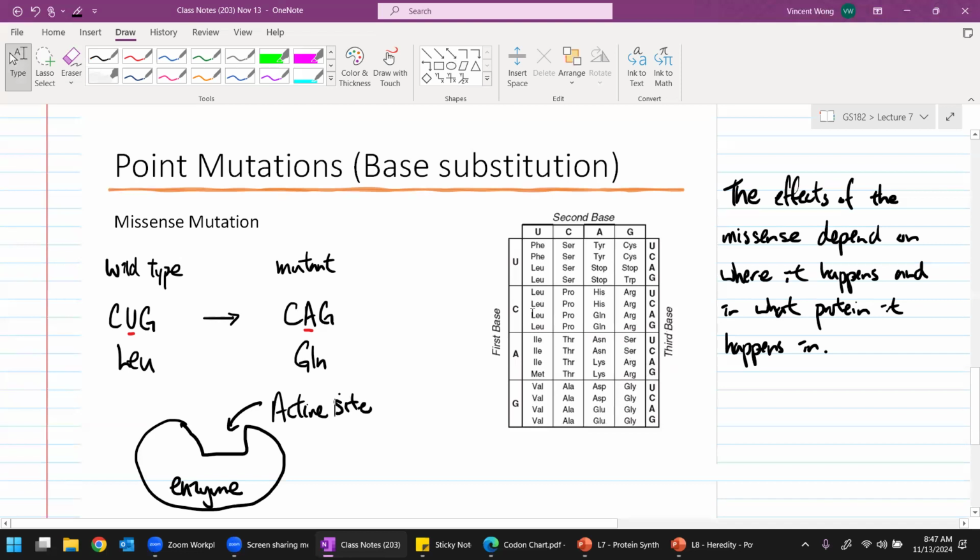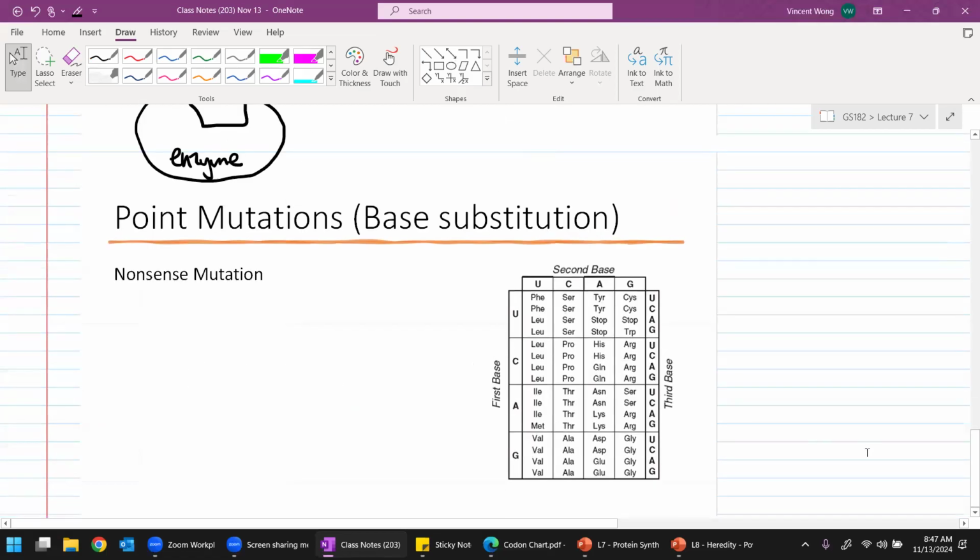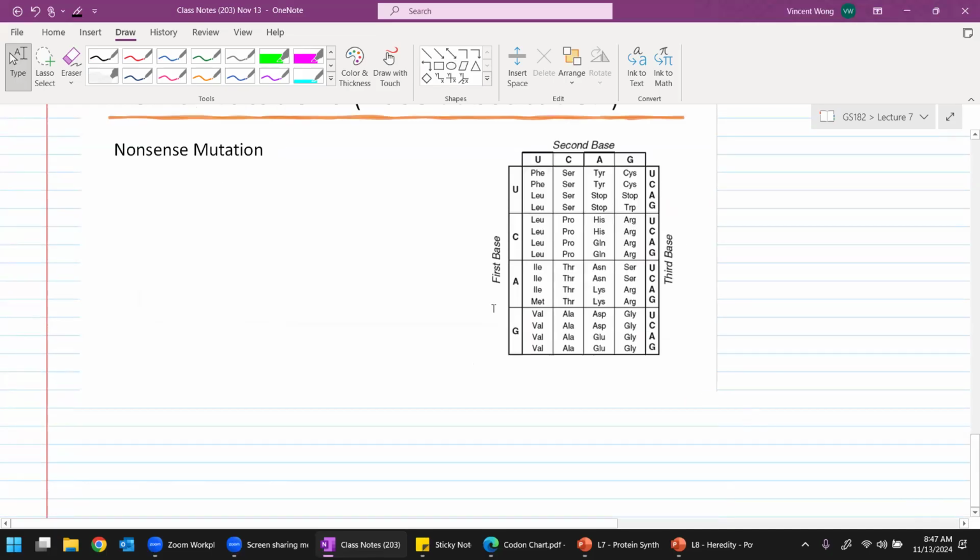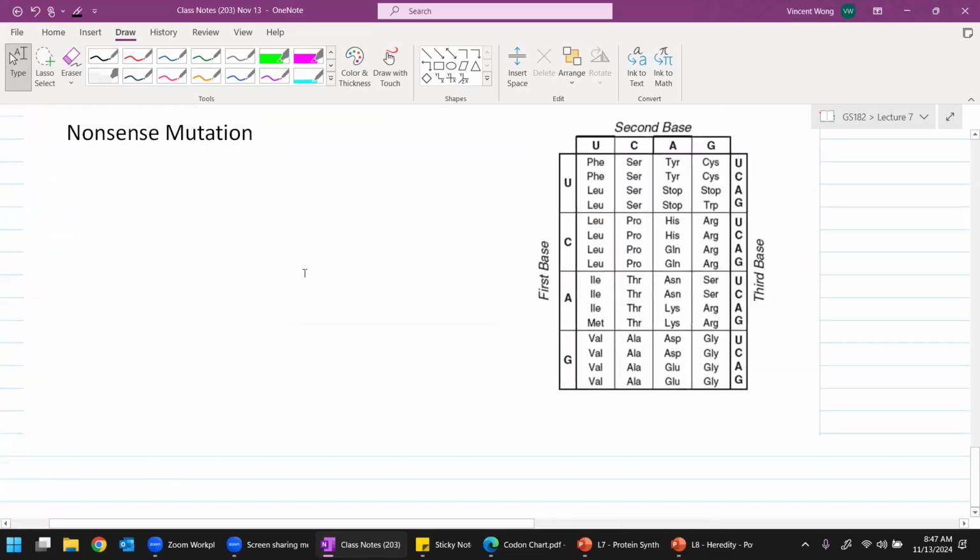all the scenarios. Are we together with the silent and the missense? There's one more. Nonsense. People love this one because everything we learn is nonsense. So let's start with the wild type again. Wild type. And let's say we have UAU. And I'm going to mutate it to UAA.